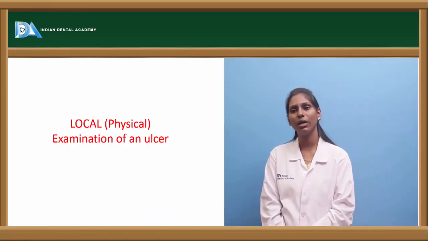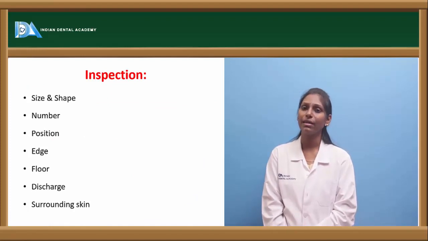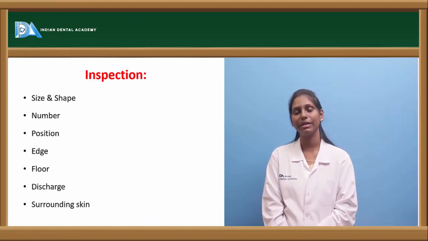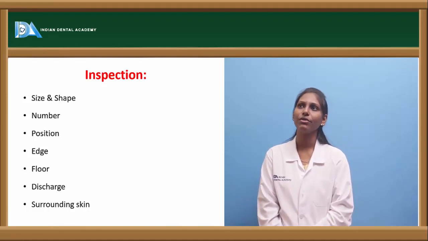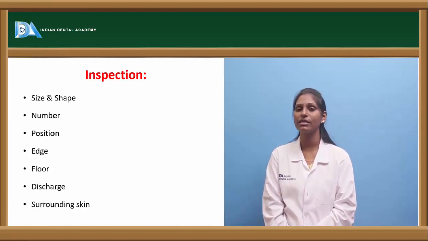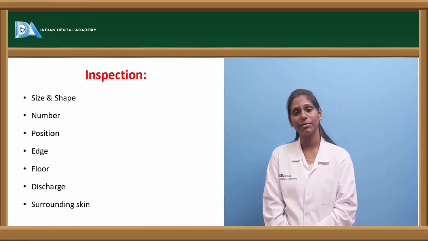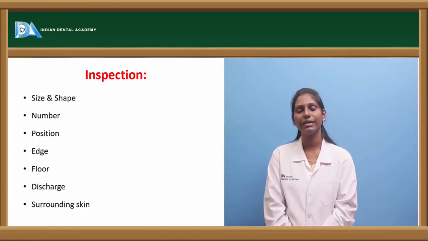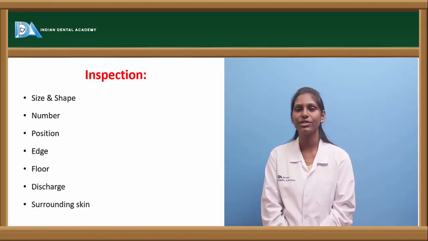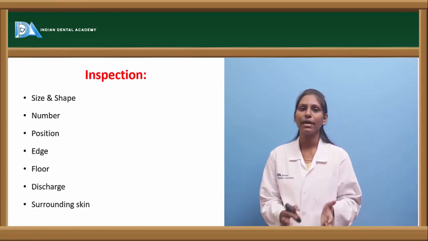Now coming to local or physical examination of an ulcer. When we are inspecting an ulcer, these features have to be kept in mind. One is size and shape. Coming to size of an ulcer, usually some ulcers are very small in size, less than 1 cm, and some ulcers are greater than 1 cm in size. For example, aphthous ulcers. Because as an oral physician or dentist, we will talk about oral cavity lesions. Small ulcers are usually based again on size and shape.